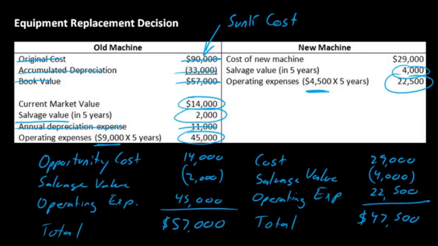So you can see that we just focused on relevant information. It's a better deal to buy a new machine, as you see. If we keep the old machine, it's going to cost us $57,000, and if we buy a new one, it's going to cost us $47,500. So the best decision is to go ahead and replace the old machine.